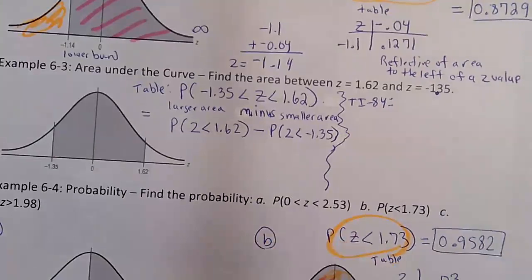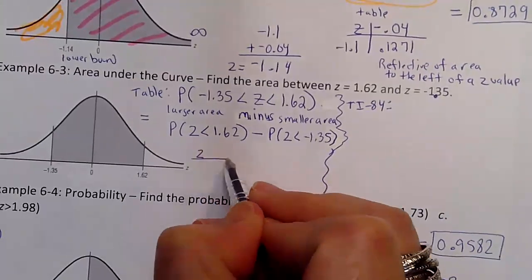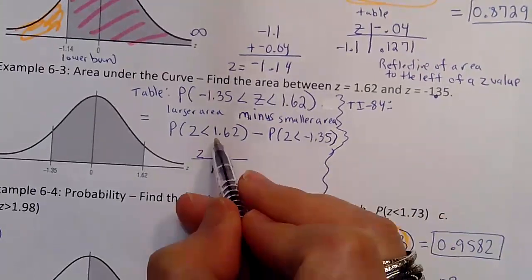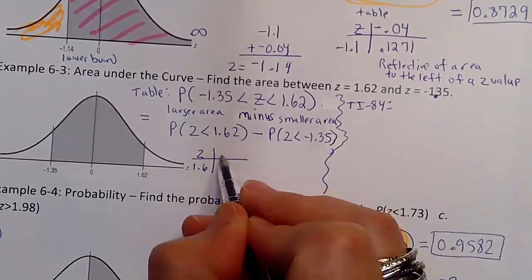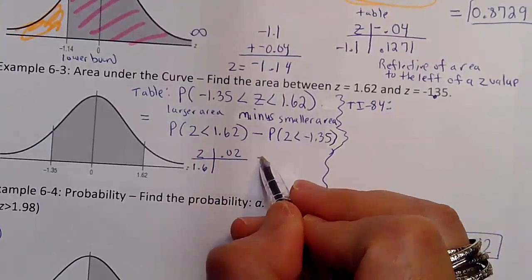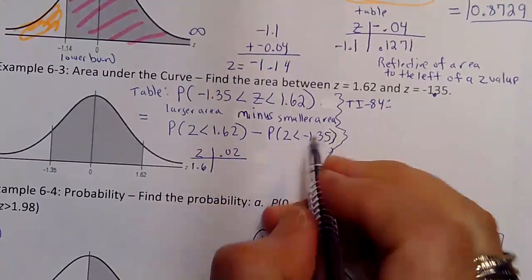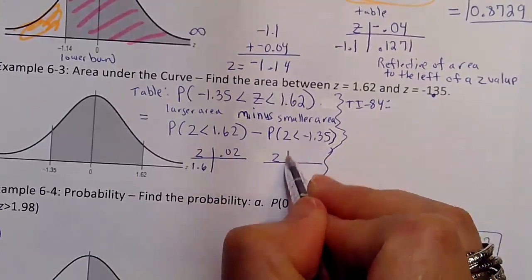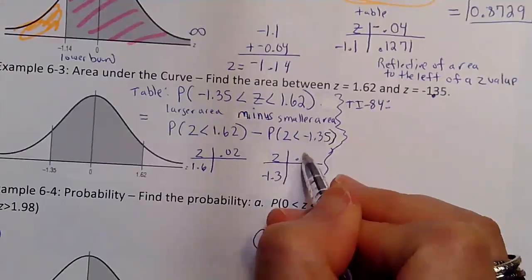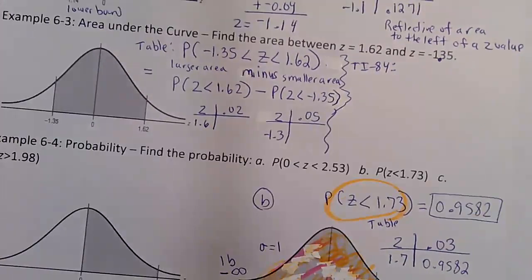And then we're going to use our table. So then our table would show this. So this is 1.6 and then 0.02. And then we're going to subtract the other table. The other table we're going to look up is negative 1.3 and then 0.05.